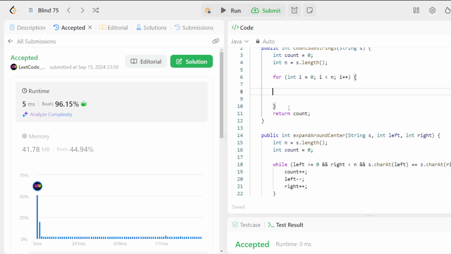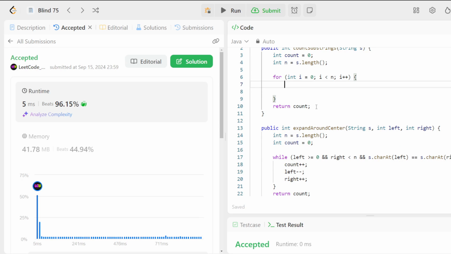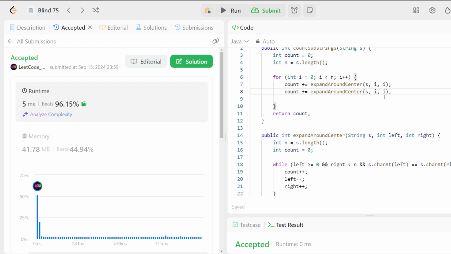So what will we have in this for loop? Well, we will only have the following. We want the count plus how many substrings we calculate with the expansion function. So expand around center, and we will pass the string. And we said the 2 pointers for the odd palindromic substrings start on the same character. I'm going to pass I twice. We need to do the same for the even palindromic substrings. So let's copy and paste, but this time I plus 1. That's about it. Then we return the final count.